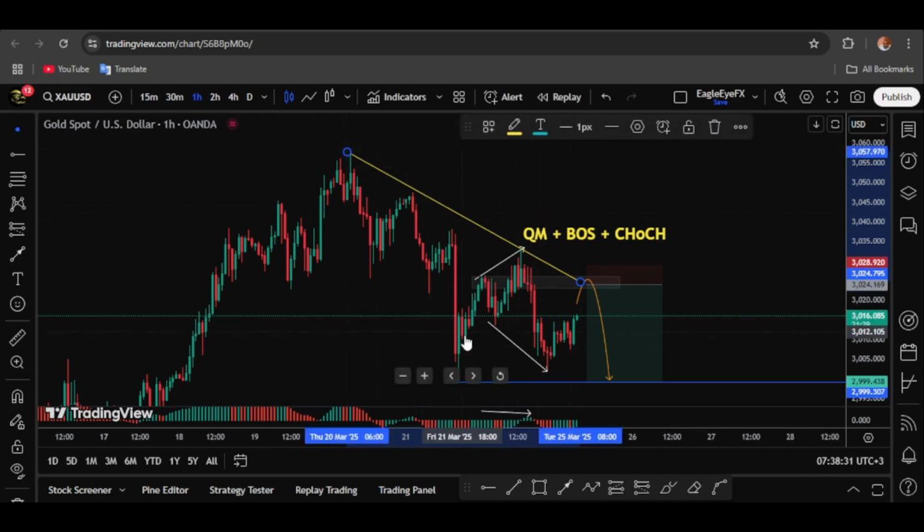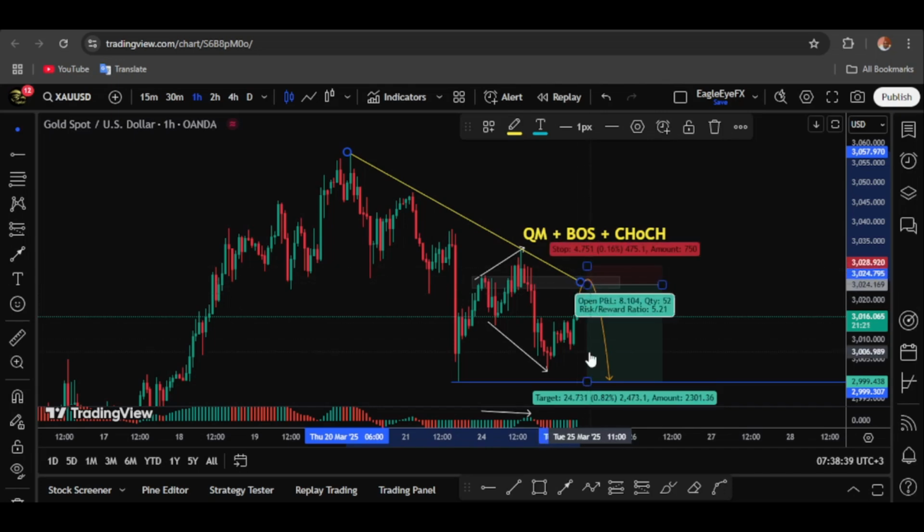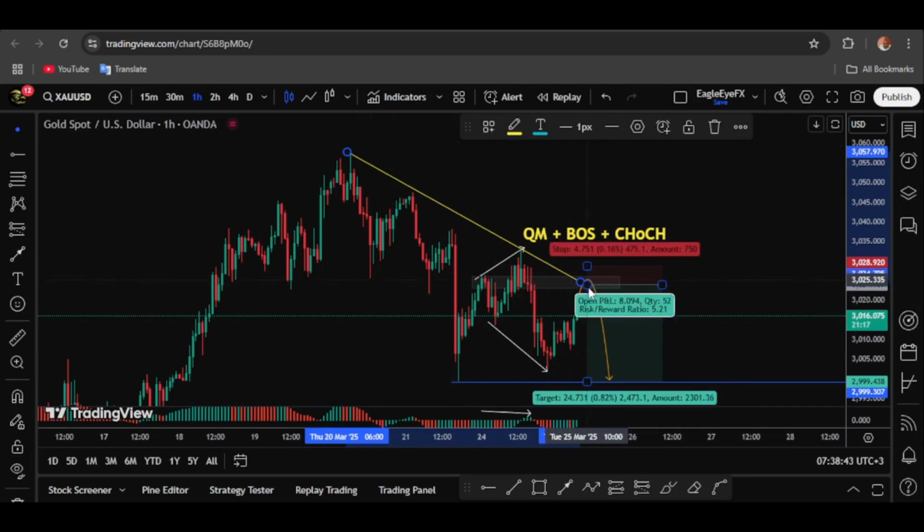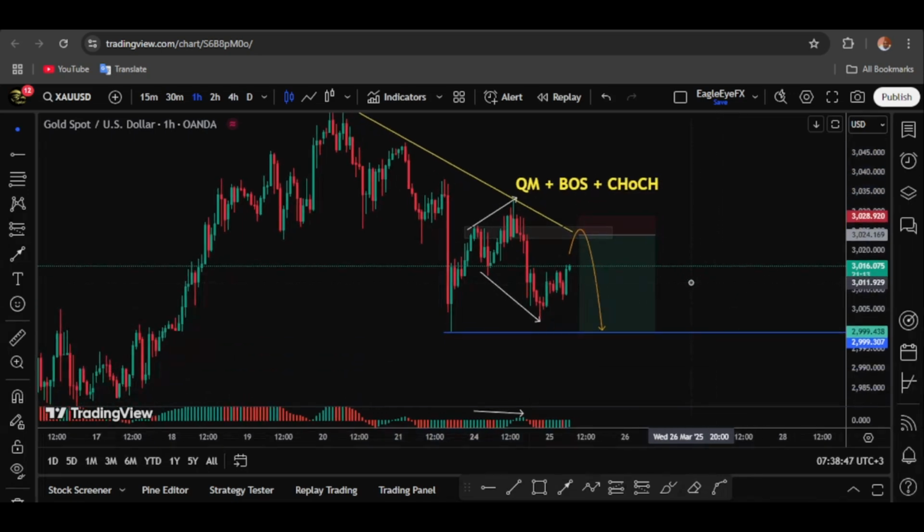So you can see market structure, you can see lower lows and lower highs, you can see our QM pattern. We wait for the market to come and tap our zone. Once it taps there, we look for a confirmation. Of course, we have already confirmed our divergence. Once we get our confirmation, we enter, we set our stop loss, then we set our take profit, then we wait for this market to play out.